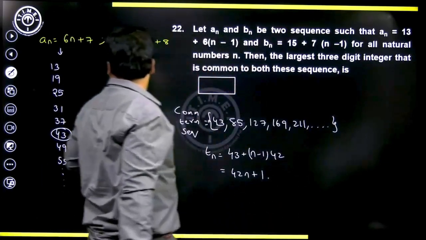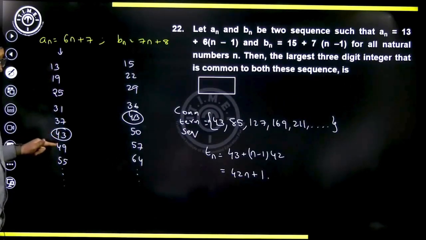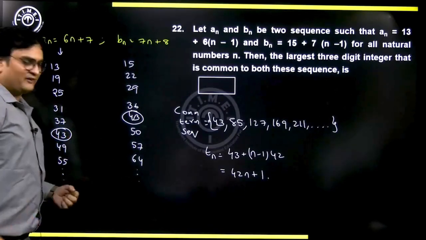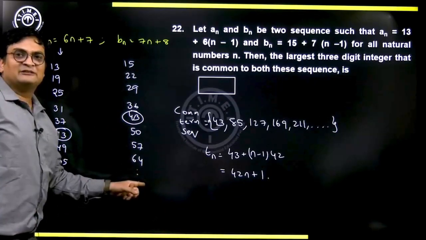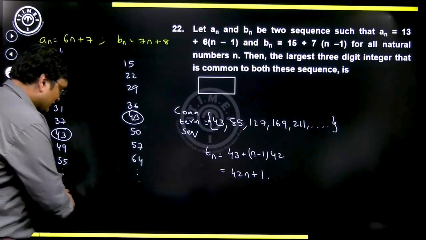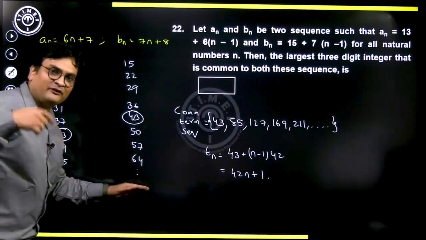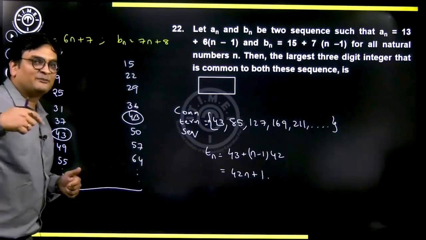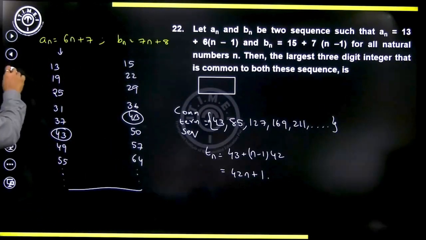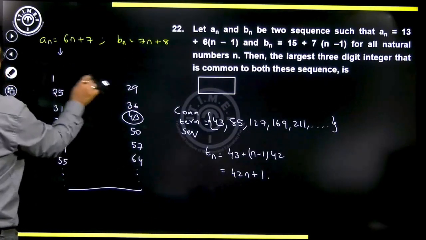The reason is, the next common term after 43 will come at intervals of 6 or 12 or 18 or 24, some multiple of 6. Here the next term will come at some multiple of 7. So the next common term in the two sequences will be after a multiple of 6 and also after a multiple of 7. That means it will be after a multiple of 6 into 7, that is 42, the LCM of 6 and 7. Just a minute, let me clean this.